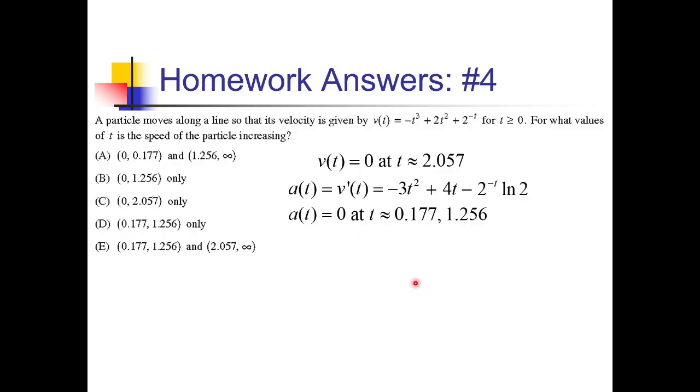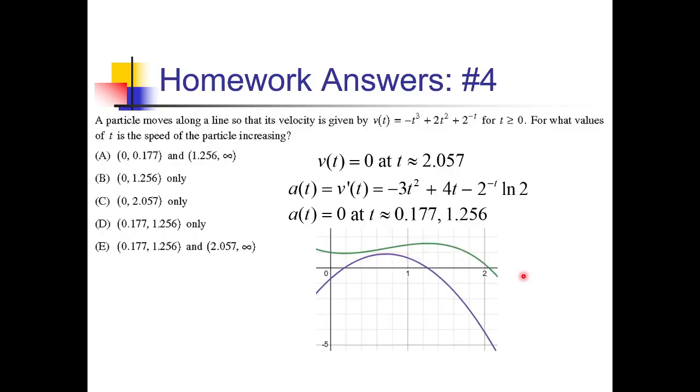All right, let me put a picture of what I've got on my graph just so we can look at it. This top function here was v of t. This bottom purple one here was a of t. And my three intercepts that are going to come into play, we've got 0.177. This one here is about 1.256. And this last one is the 2.057. And again, I'm trying to figure out where v of t and a of t have the same sign.